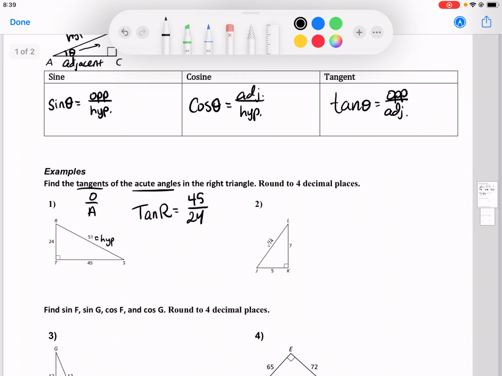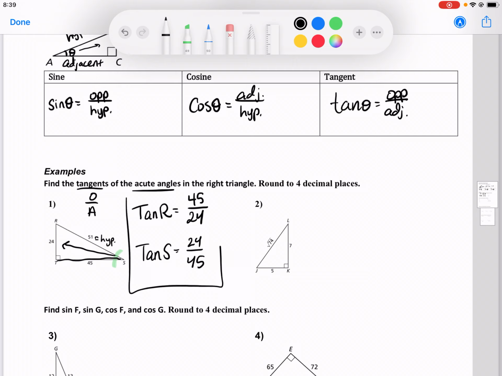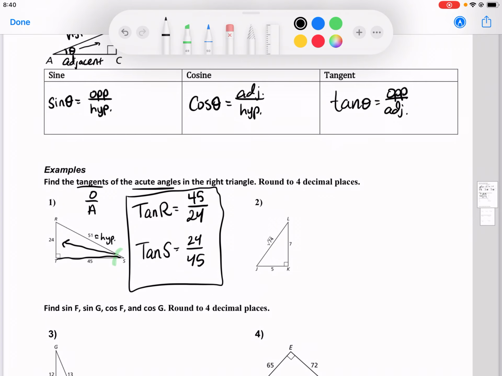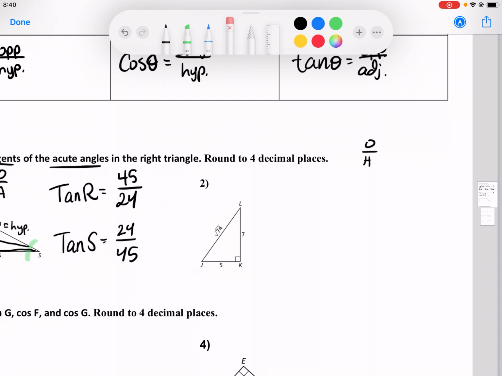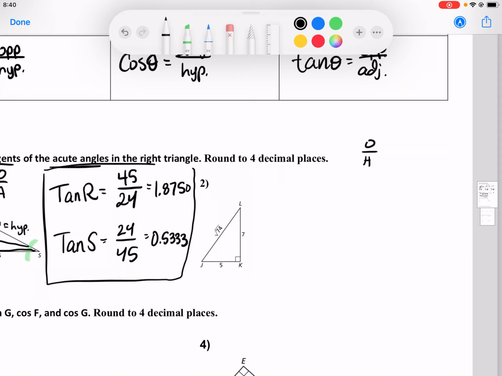The hypotenuse will never change. That one's always across from the right angle. The adjacent and opposite do change depending on what angle we're using. So now if I use S, tangent of S, notice it just flips because now our opposite side is 24 and our adjacent side is 45. Same thing over here. It did say for us to round, so let's type 45 over 24 in, and we get 1.875. And 24 divided by 45 is 0.5333. Because it says to go to 4 decimal places, this should technically be a 0.